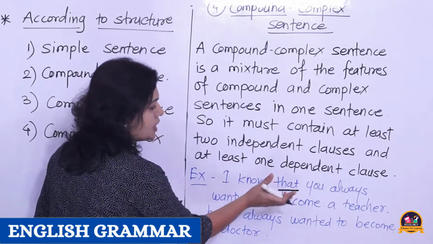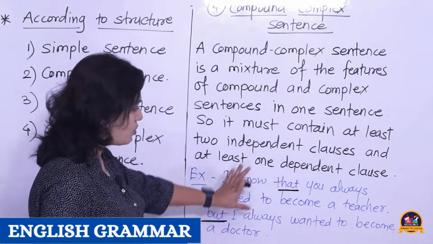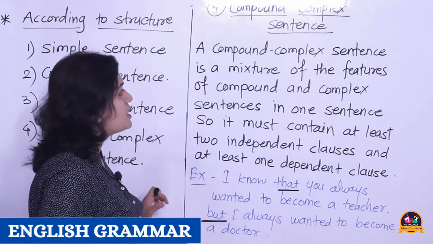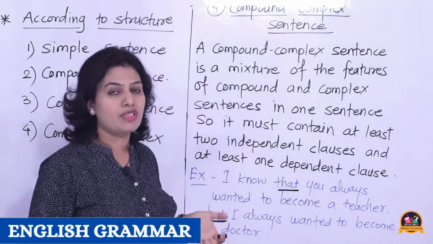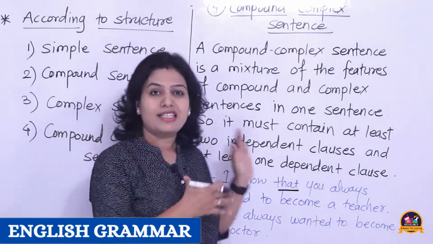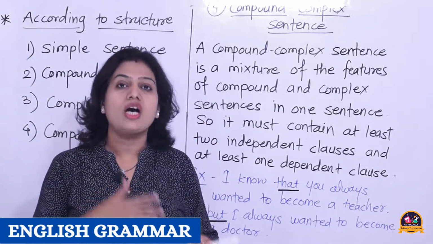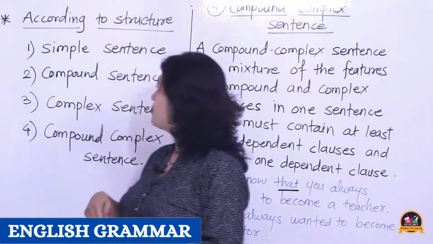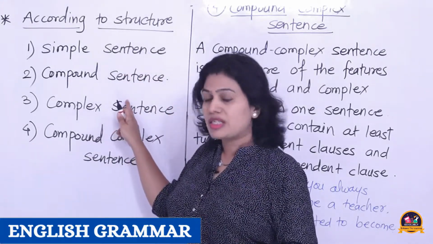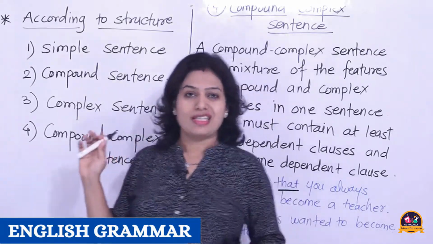So this half part is a complex one and the other half part is a compound one. So this is the mixture of complex and compound. It's an example of compound complex, or we can say complex compound sentence. So these are the four main types of sentences according to the structure of the sentence. We have seen here simple sentence, compound sentence, complex sentence and compound complex sentence.